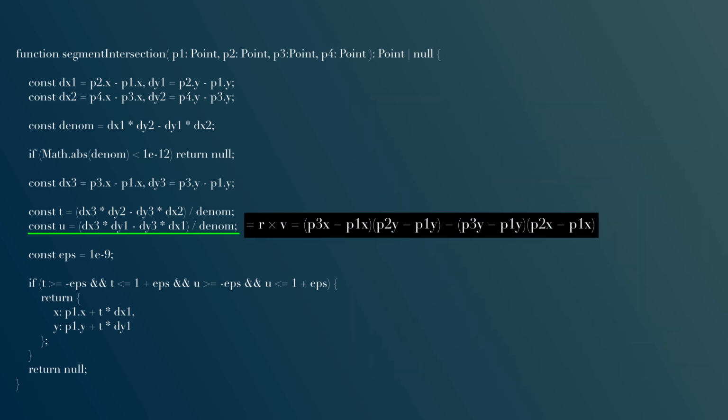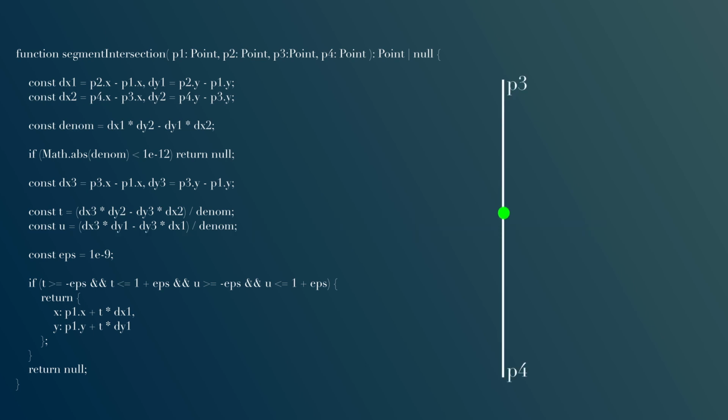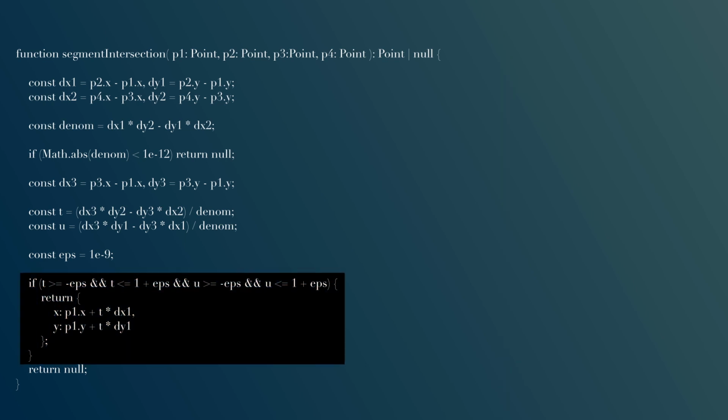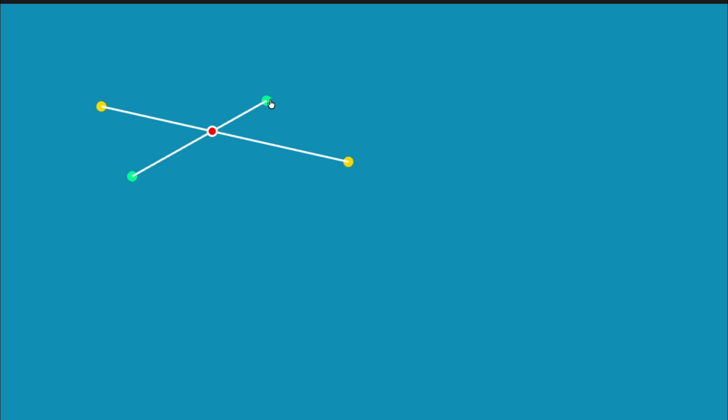These two values give us the vector from P1 to P3, which we call R. And once we have R, we can compute U, which tells us where the intersection lies on the second segment, P3 to P4. If U is between 0 and 1, the intersection point actually lies on the second line segment. If it's outside, then the infinite lines cross, but the segments don't touch. So now we check both T and U, and only if both are inside the range 0 to 1, we return the intersection point.